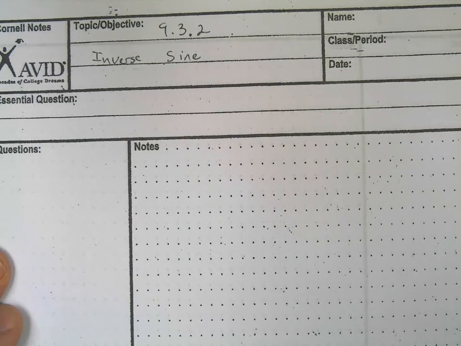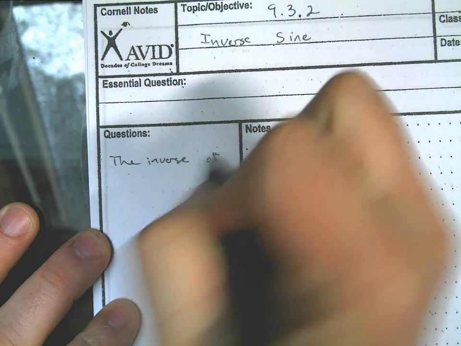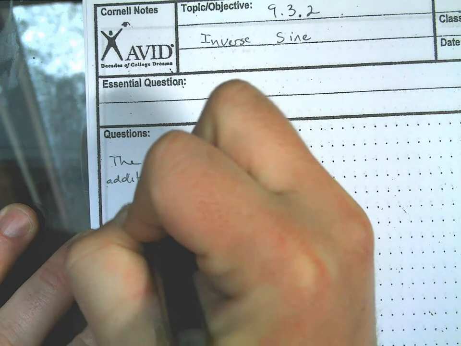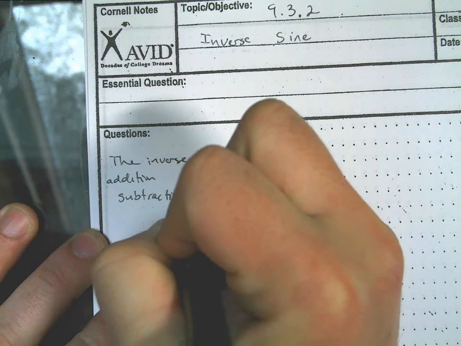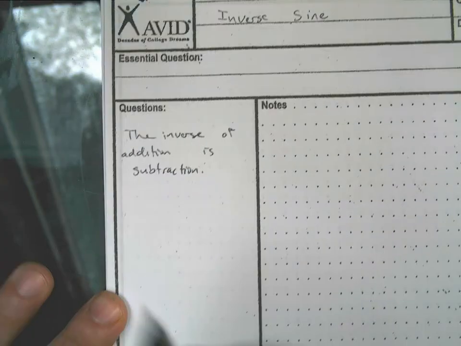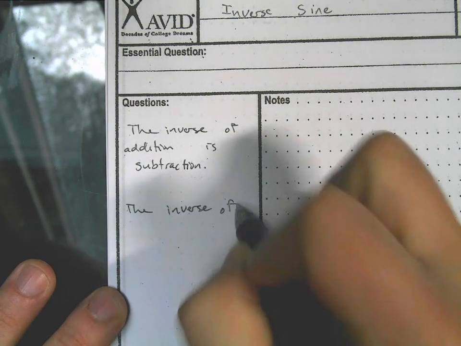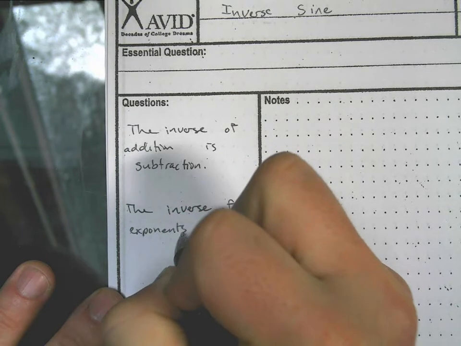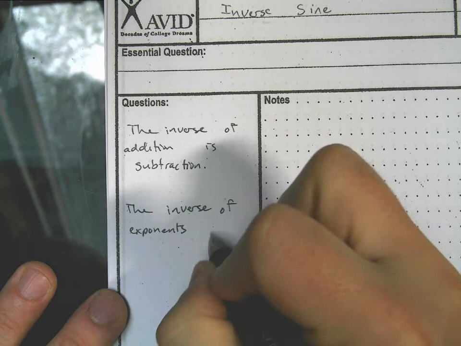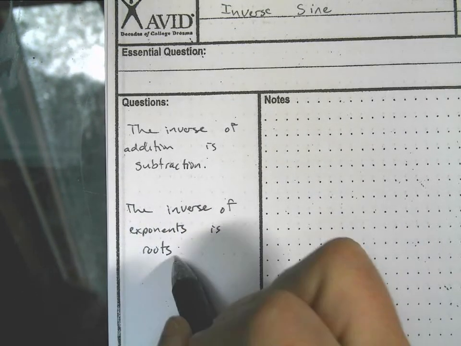So for example, you don't have to write this unless you feel like you need to. The inverse of addition is subtraction. It's like the opposite. The inverse of exponents, what did we use to get rid of exponents? Roots. We use square roots or cube roots.